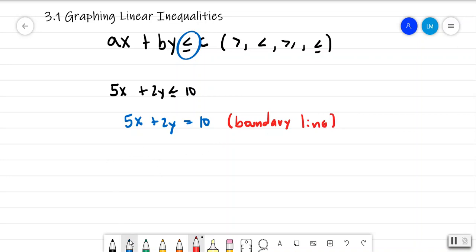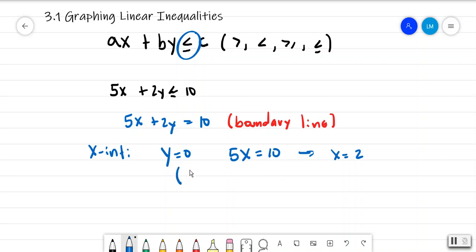We look for the x-intercept, and we'll do that using algebra. An x-intercept is when y is set to 0. That means you have 5x is equal to 10, which tells you that x is equal to 2. Hence the x-intercept is 2, comma 0.